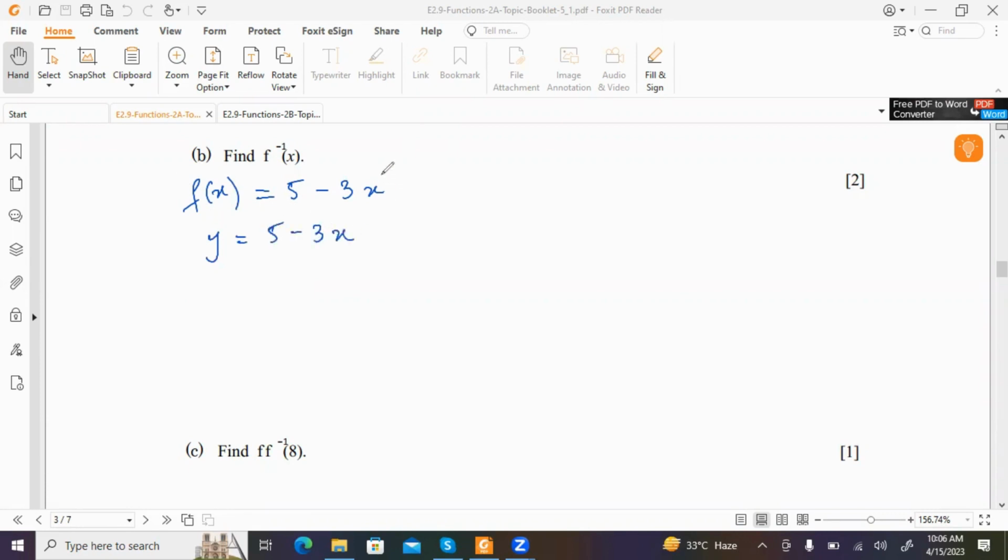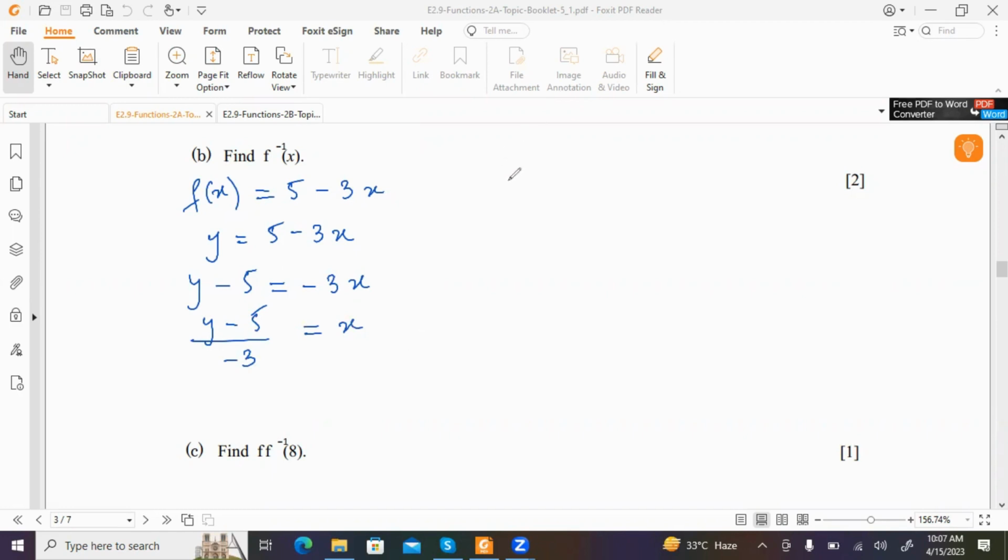Right now, y is the subject of the equation, but we need to make x the subject instead. So what we do first is take 5 to the other side, so it'll be y minus 5 equals negative 3x. Now we're going to divide both sides by negative 3. So that gives us (y minus 5) over negative 3 equals x.